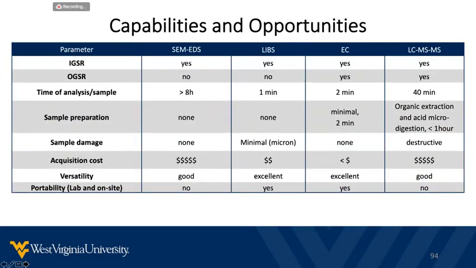Let's now explore other capabilities. Electrochemistry and LCMS provide dual detection of the inorganic and the organic gunshot residues. LIBS and electrochemistry, when combined, provide ultra-fast alternative methods for the detection of inorganic and organic gunshot residues, with minimal sample preparation and minimal damage to the sample.